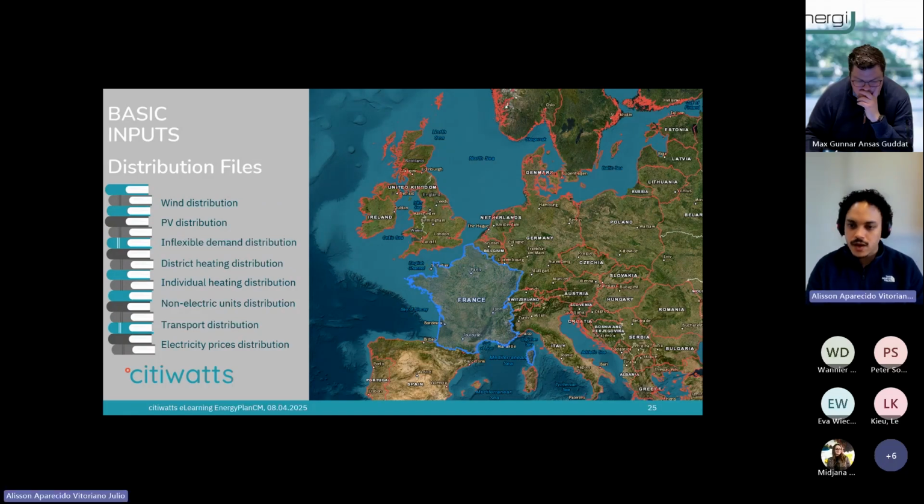Distribution files within the energy plan are referring to leap year hourly resolution libraries with 8,784 data points for electricity production, which accounts for wind and PV in this case, inflexible electricity demand, heating, transportation, market prices for electricity. All these libraries are activated once you select a given country or region or municipality within the Citiwatts platform.